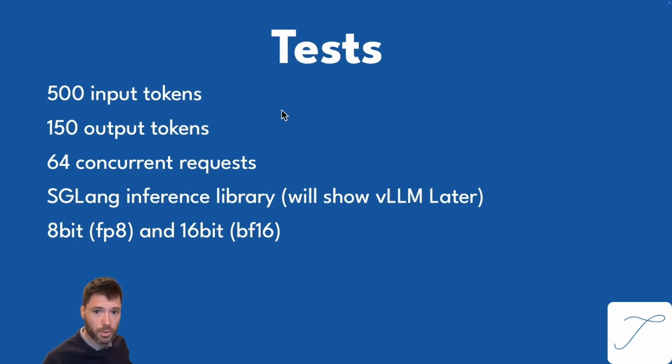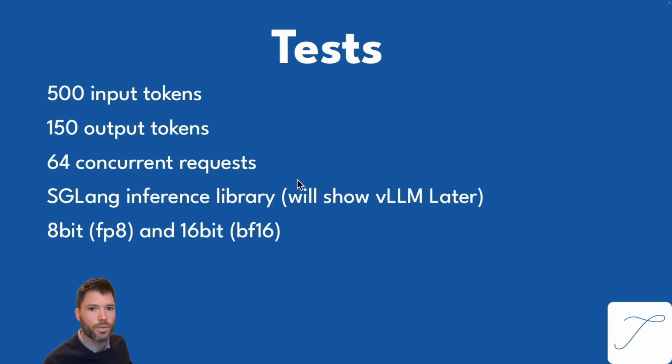I'll run 500 input tokens. There'll be some variance around that just to make the test a bit harder, but the same variance for every GPU. I'm going to run 150 output tokens, again with a small bit of variance. That'll be the average. I'll do 64 concurrent requests, so this is a fairly high load.